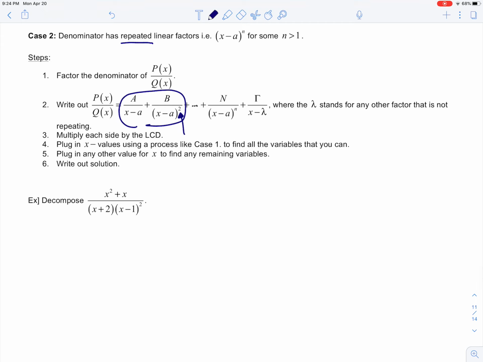So in this example, we can see that the denominator has already been factored. So let's go directly to step 2, writing out what we want. I'm going to start with the repeated factor. So I'm looking at the original here.